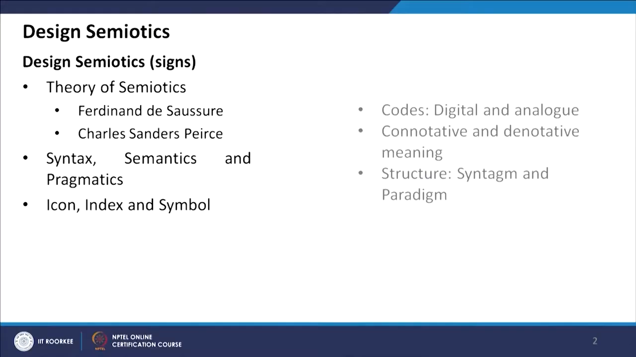So in this class, we will talk about the theory of semiotics, a brief history of semiotics and how it is divided. We will discuss Ferdinand de Saussure's theory and Charles Sanders Peirce's theory briefly, and then we'll go to the main three parts of semiotics, which are syntax, semantics, and pragmatics.